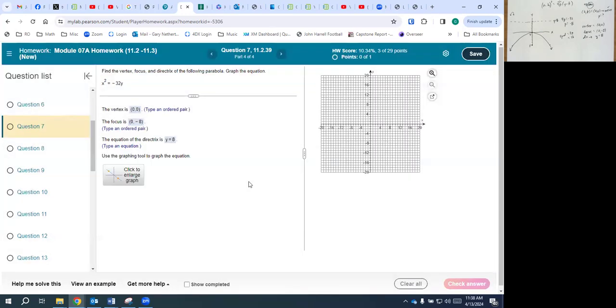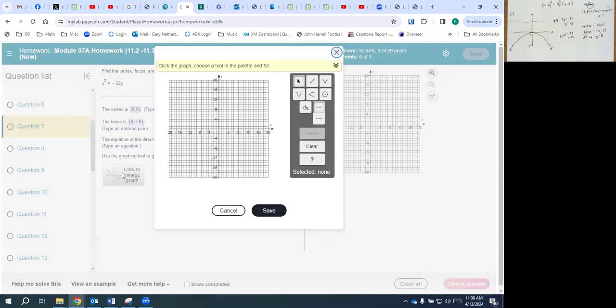And now I think it's going to ask us to plot it. So we've done this before. So let's choose the up or down parabola tool. We're going to first plot the vertex, which is 0, 0. You can look at the top to make sure you're at 0, 0.